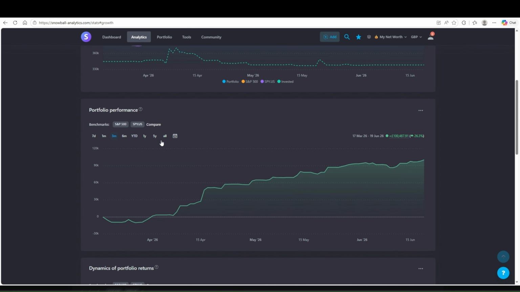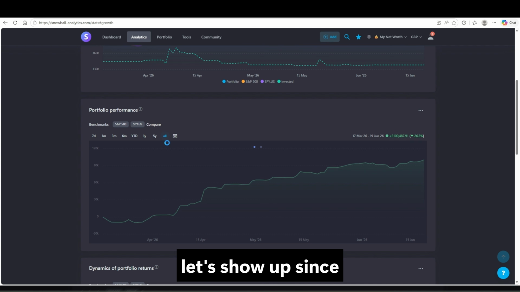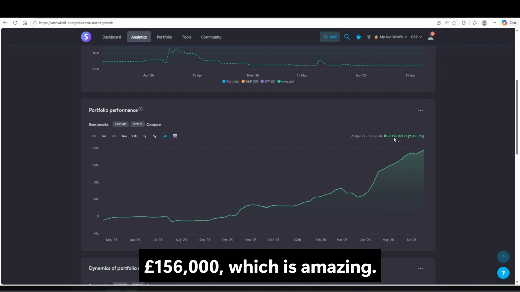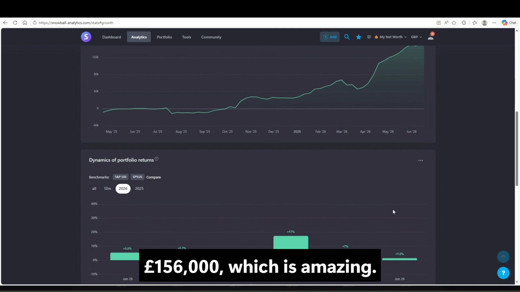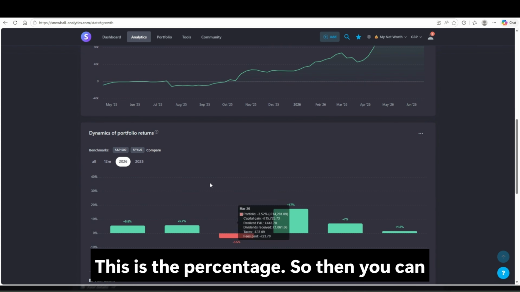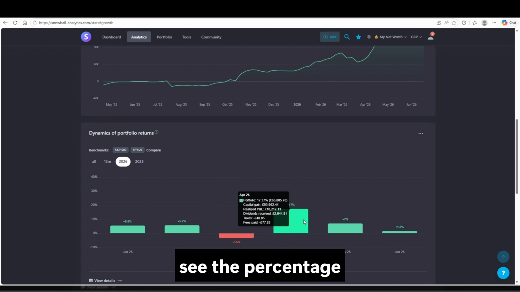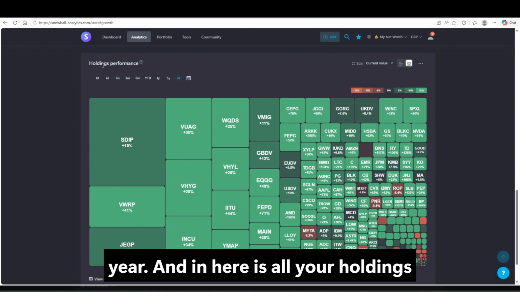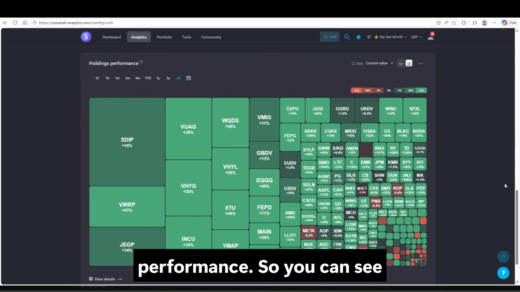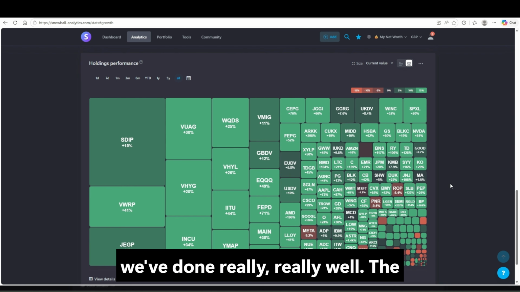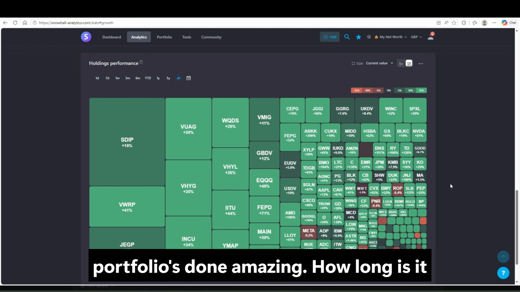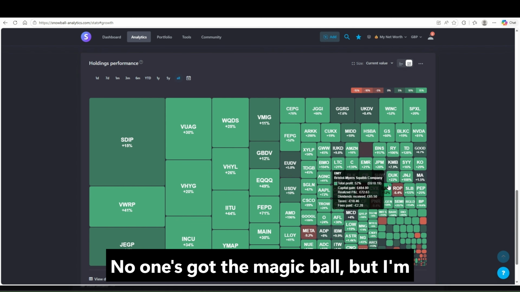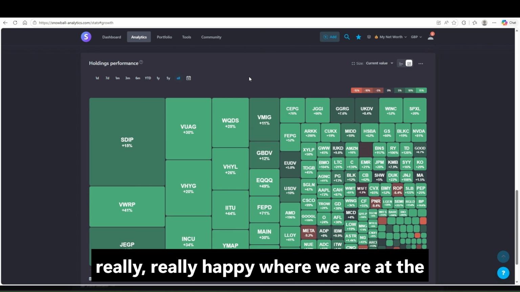So, up since May, we're up 156,000, which is amazing. This is the percentage, which is how much you're earning per year. And in here is all your holdings' performance. So you can see we've done really well. The portfolio has done amazing. How long is it going to stay like this? Who knows? No one's got the magic ball, but I'm really happy where we are at the moment.